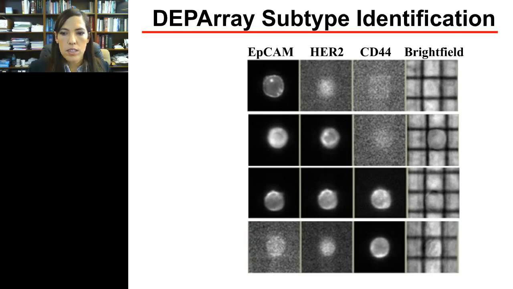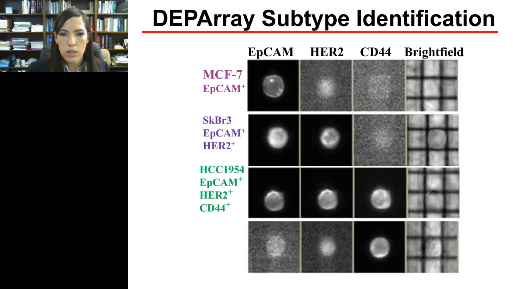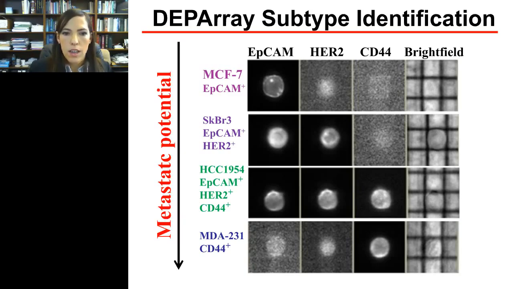So what does this tell us? It tells us that we were able to sort from a mixture of cells and determine what subtype of CTC, if you will, and then also the metastatic potential. As I've shown you before, MCF7 has the least metastatic potential, and MDA231 has the most metastatic potential. So using this method, we'd really be able to give a better indication of the metastatic potential of that individual's own CTCs.